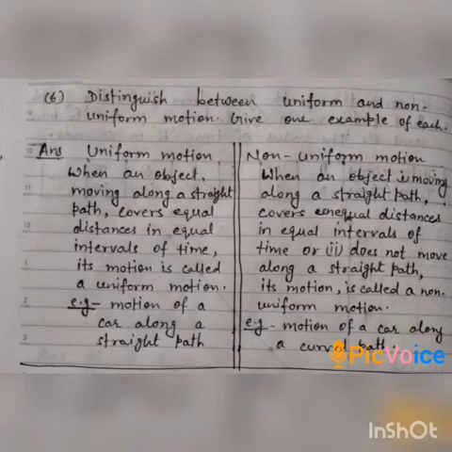Uniform motion: when an object moving along a straight path covers equal distances in equal intervals of time, its motion is called a uniform motion. And non-uniform motion: when an object moving along a straight path covers unequal distances in equal intervals of time, or it does not move along a straight path, its motion is called a non-uniform motion. Example: motion of a car along a straight path is an example of uniform motion, and motion of a car along a curved path is an example of non-uniform motion.